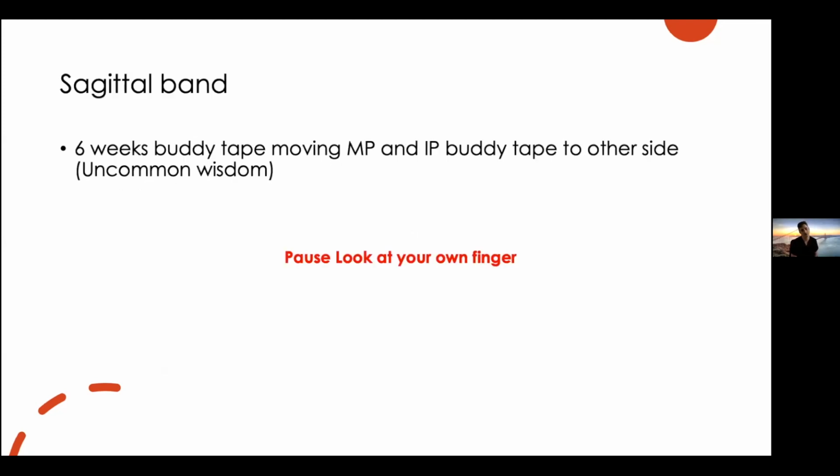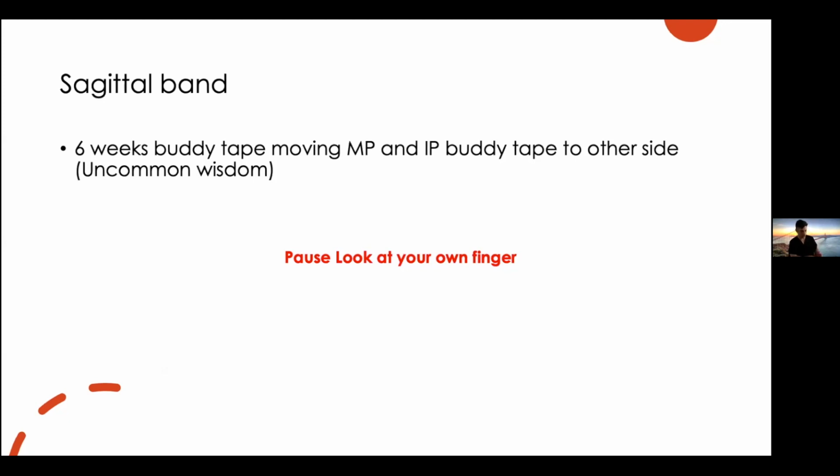I don't have pictures of this, but what I'd like you to do is just stop and look down at your own hand. If it's just shifting a little, if it's not too serious, and this is kind of uncommon wisdom as well, they usually talk about a yoke splint for conservative management or a full extension splint. If it's really unstable, that is definitely what I'll do. But sometimes this can work as well.